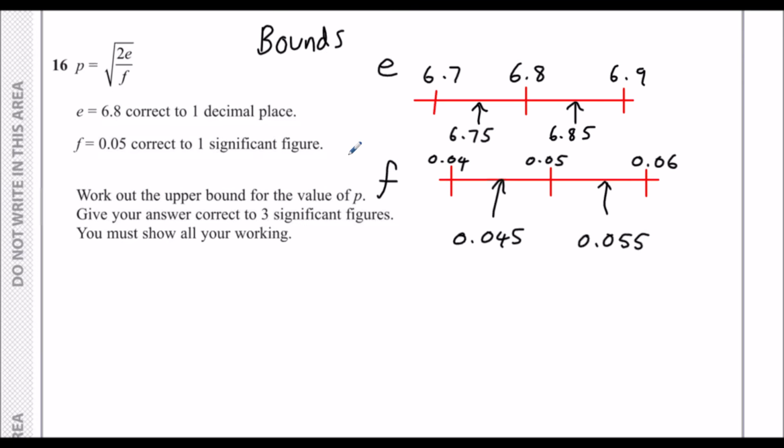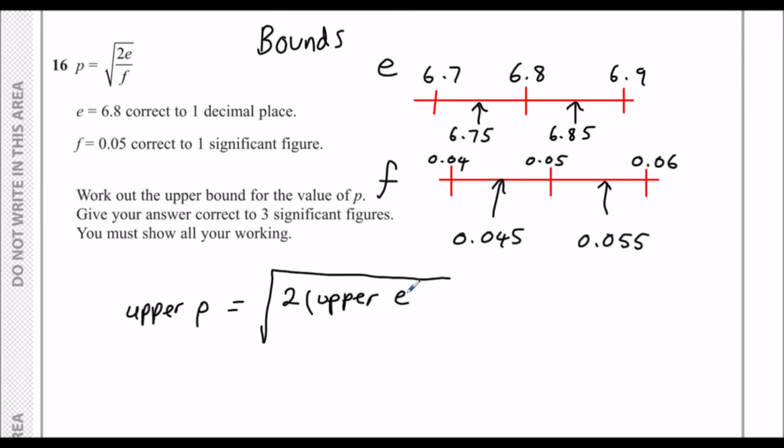So we're working out the upper bound for P. So the upper bound for P, when we want a bigger number, we want to get the biggest possible E, but the smallest possible F, because when you're dividing by a smaller number, you get a bigger answer. So it's the square root of 2 times the upper value for E divided by the lower bound for F.